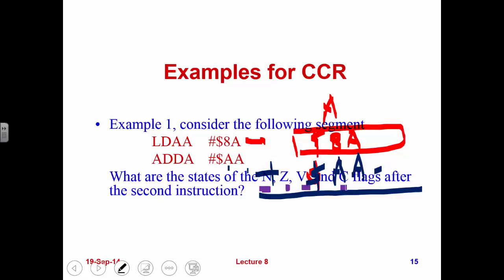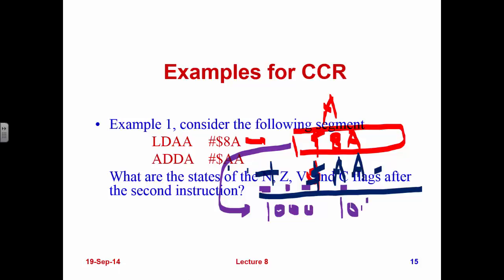So let's do it. The best way is to convert each of them to binary. The first one is 8A. Let's convert it to binary: 8 is 1 0 0 0, and A is 1 0 1 0.